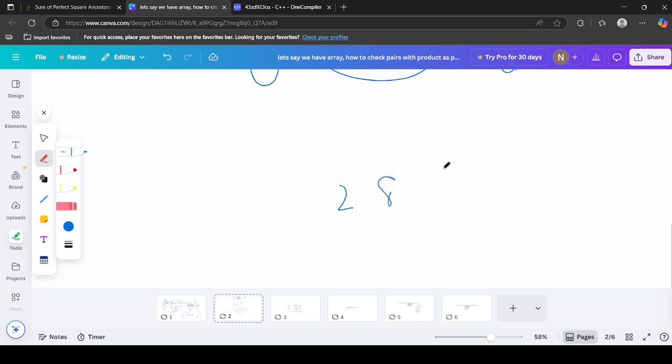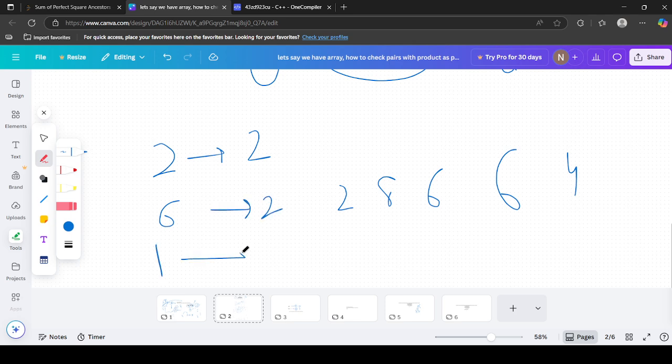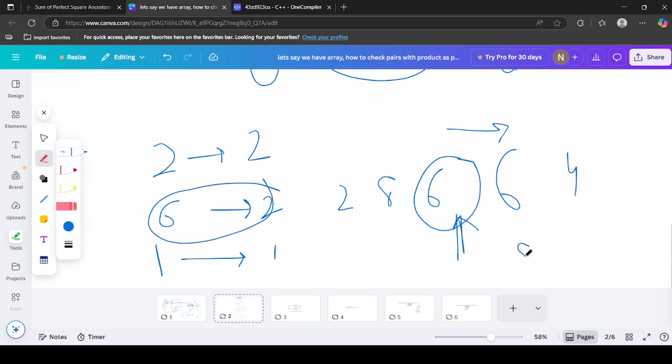So now let's say we have 2, 8, 6, 6, 4 and we stored the square free values in the map, right? So 2 maps to 2, 6 maps to 2, and 1 maps to 1. And now let's say we have q queries and we got index 2. Whenever we are at index 2, we have to find all the numbers whose product with this is a perfect square. Now there is no need for brute force because we already have this. So now we find the square free value of 6, which is 6, and we look it up in the map.